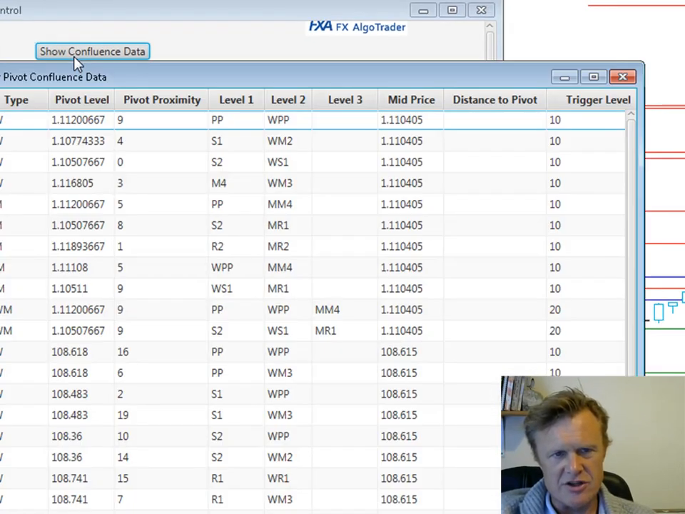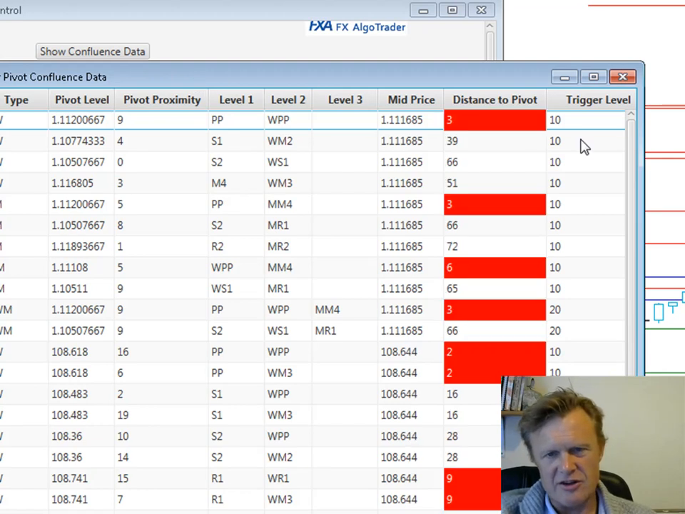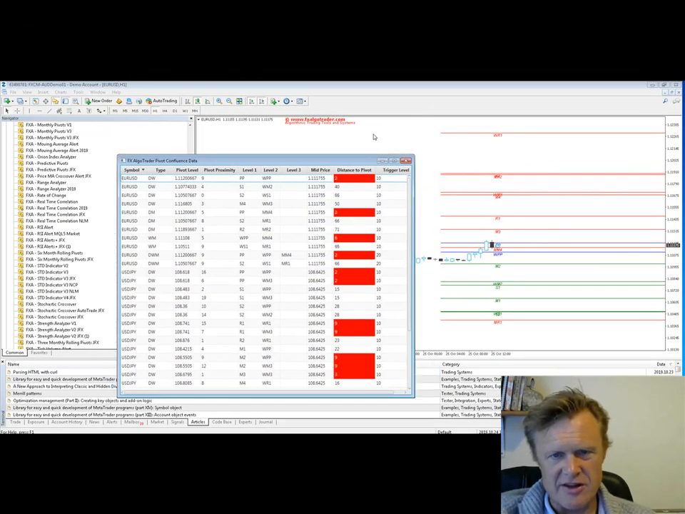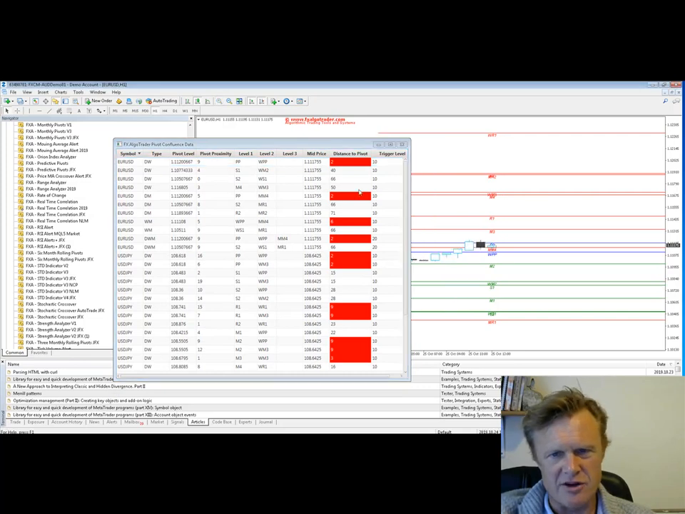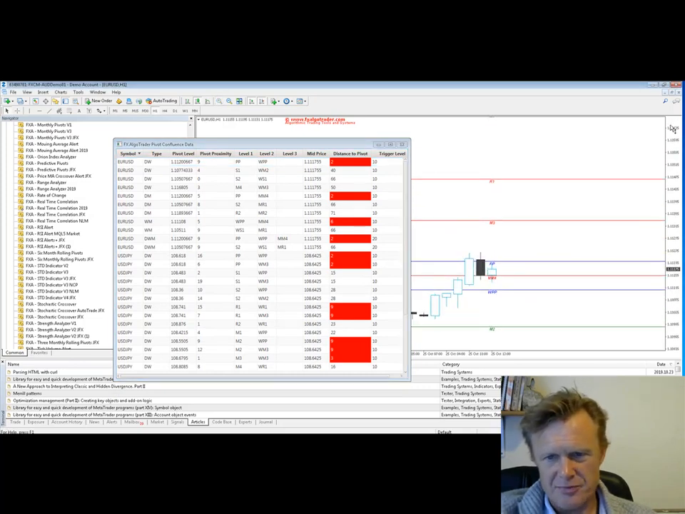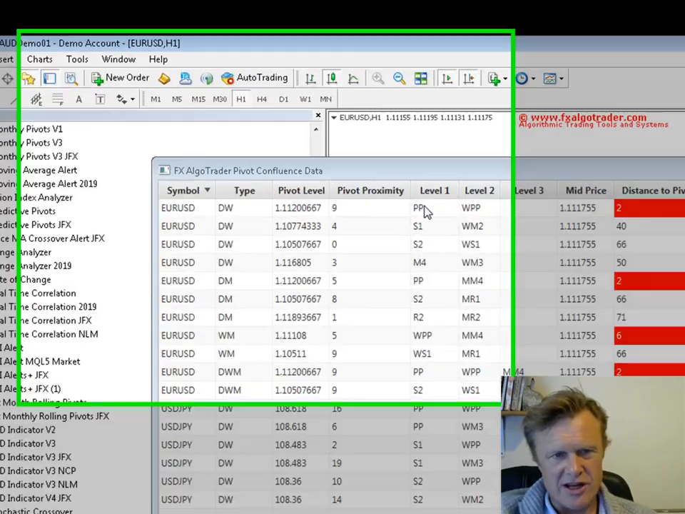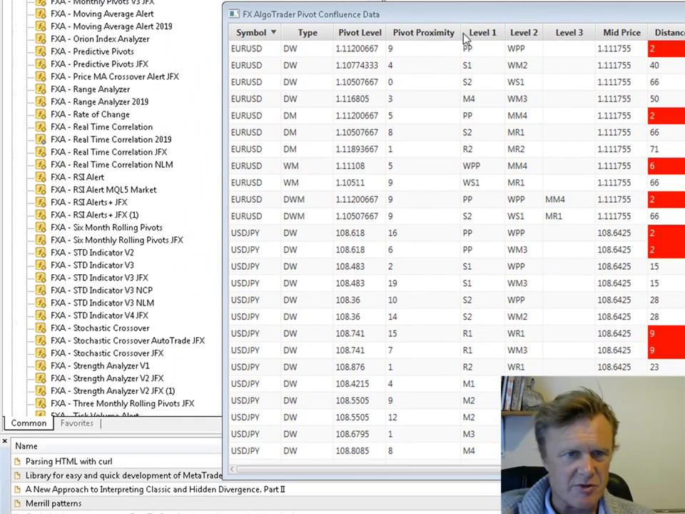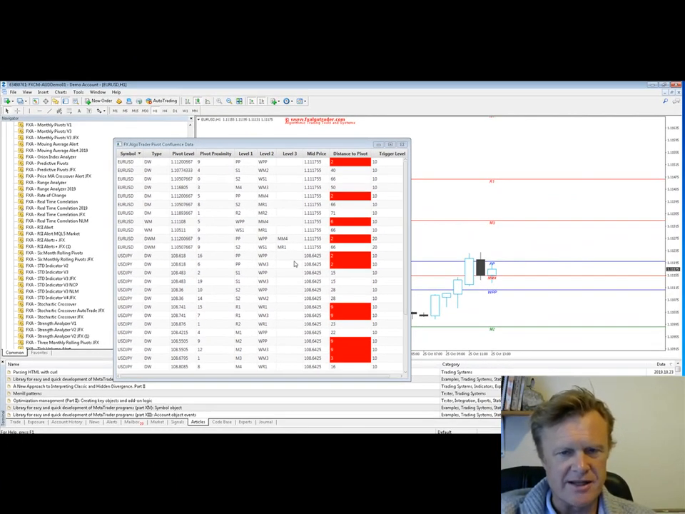If we look at where you show confluence data up here, in a second you'll start to see the actual real-time calculations coming through. So let's just make things a little bit easier for ourselves. Let's get rid of that screen. We'll move things to where we can see them and make this chart a little bit bigger. So you can see here it's telling us we've got a central daily pivot, which is PP level 1. Level 1 pivots are always daily, level 2 are weekly, and level 3 are monthly.